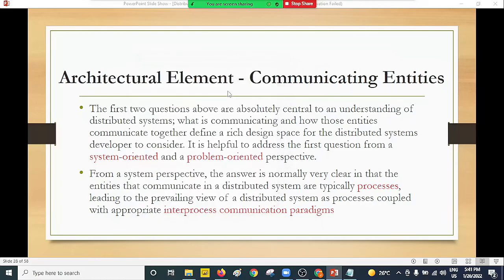All right, so we can have this question answered based on the system-oriented approach or problem-oriented approach. We have two categories of communicating entities: the system-oriented entities and the problem-oriented entities. When we talk about the system-oriented entities, we look at how the various components communicate, by bringing in the idea of processes. If a server and a client, for instance, communicate, there are processes that are initiated, and that's what informs the concept of inter-process communication.